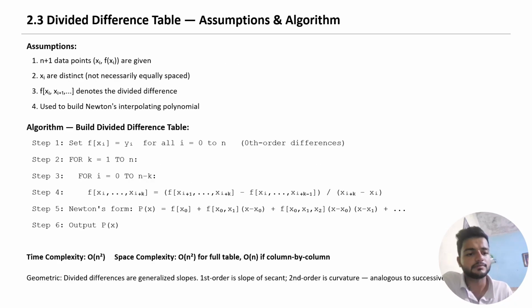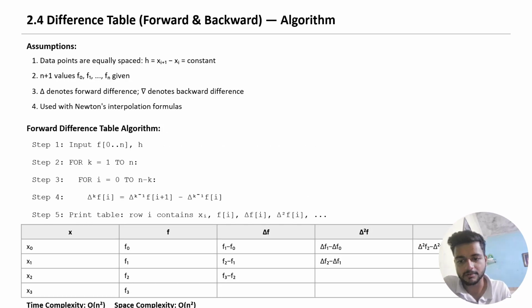Divided difference table. These are the assumptions used to build Newton's interpolating polynomial. Set f(xi) equals yi for all i equals 0 to n. For k equals 1 to n, we'll again iterate for i equals 0 to n minus k. Then we'll assign values like this. Newton's form will be P(x) equals f[x0] plus f[x0, x1] times (x minus x0) and so on. The output of the divided difference table will be P(x). The time complexity will be n square.